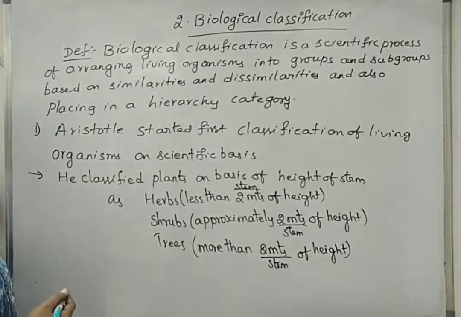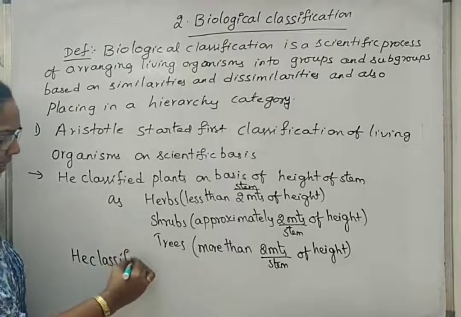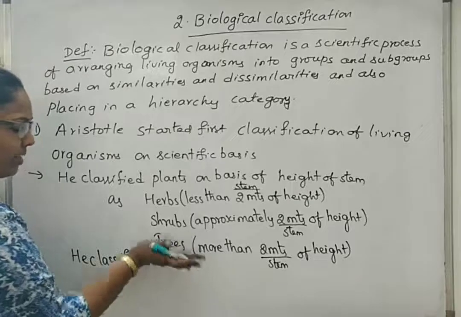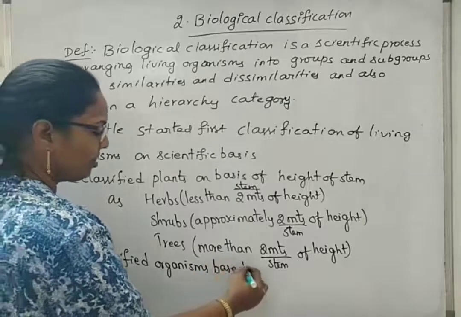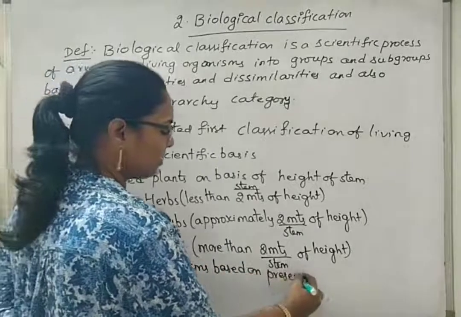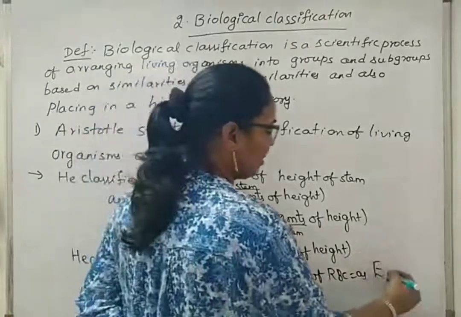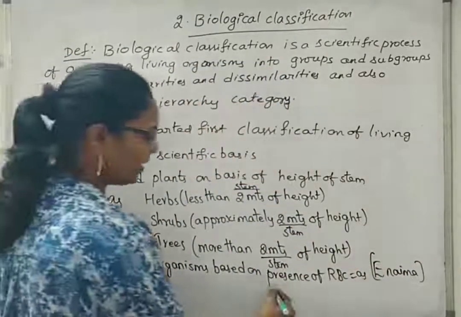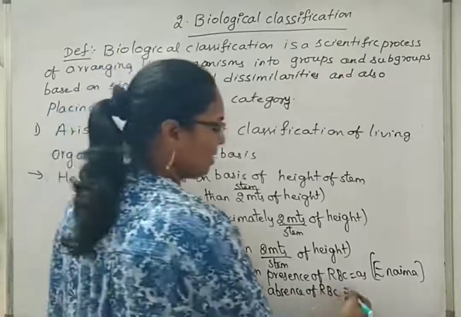He also classified animals based on the presence of RBC and absence of RBC. So he classified living organisms based on presence of RBC as Enaima, the organisms belonging to that group, and absence of RBC as Anaima.